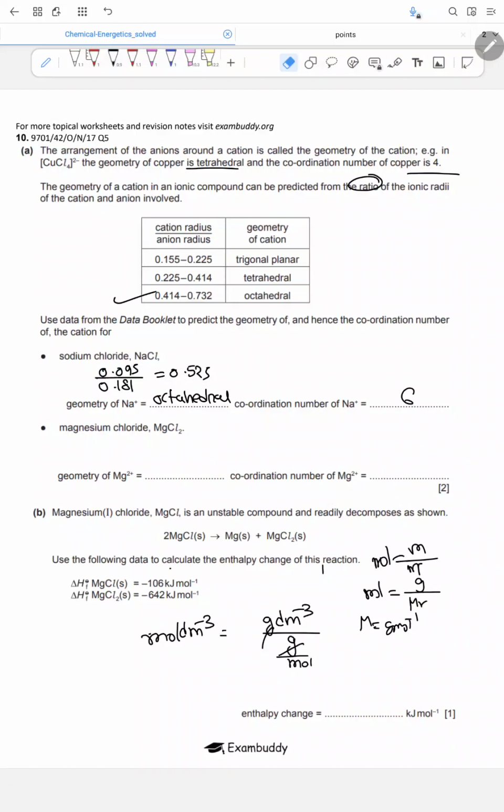Magnesium chloride. Now if we're dealing with magnesium chloride, it is 0.065 over 0.181. It will give us a value of 0.359, and it lies in this section, so it's tetrahedral, and the coordination number for tetrahedral is 4, right, because it's in the name. Now let's come to the question.